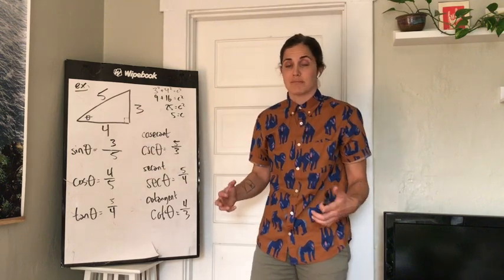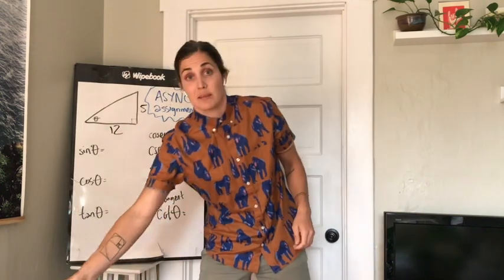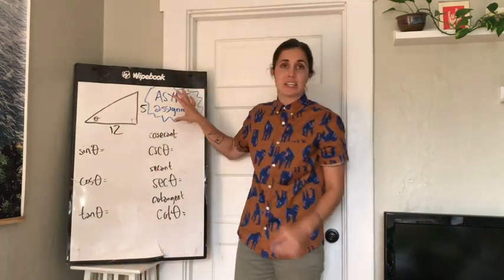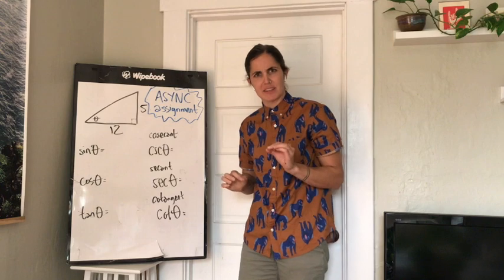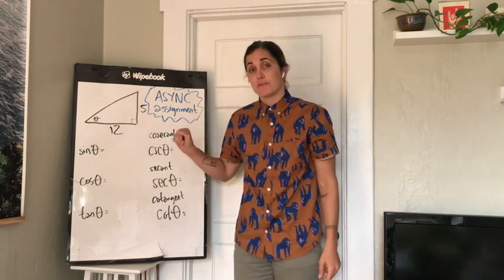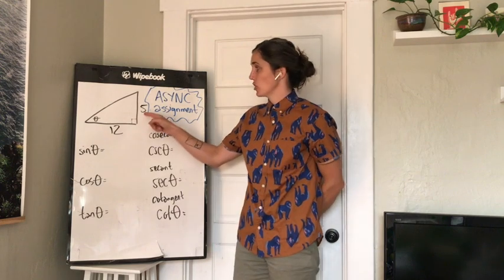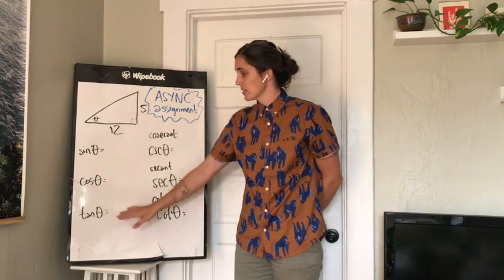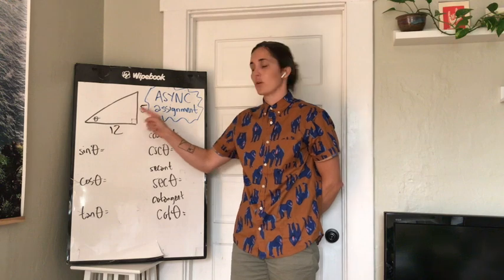So next up is your homework assignment. Alrighty, so here it is, your asynchronous assignment for the week, embedded in the video. Maybe tricky, maybe cruel, we'll find out. Straightforward. For your asynchronous assignment, all I want you to do is find all 6 trig ratios for this right triangle.